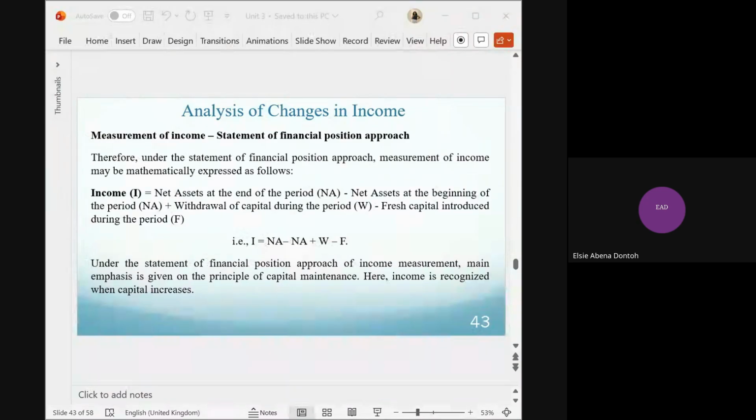So under the statement of financial position approach of income measurement, the main emphasis is given on the principle of capital maintenance. So here, income is recognized when capital increases.